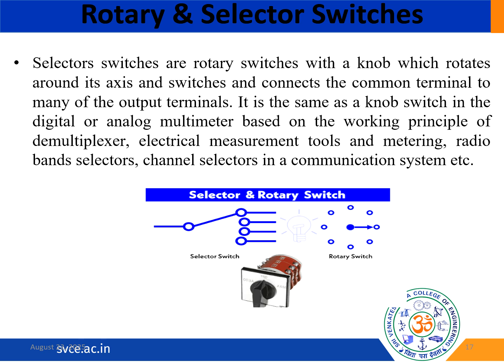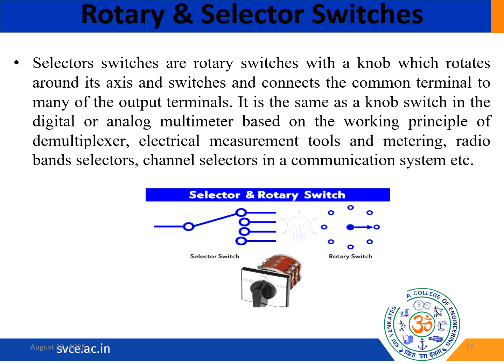A rotary switch may have multiple poles, and it has throws for different circuits. Selector switches are also called rotary switches with a knob, which rotates around its axis and connects the common terminal to many of the output terminals. The selector switches are available in different ways. We can say 1P12 way or 2P6 ways. 2P6 ways are represented as 2P6T, and we also have 3P4 ways, and 4P3 ways, etc.